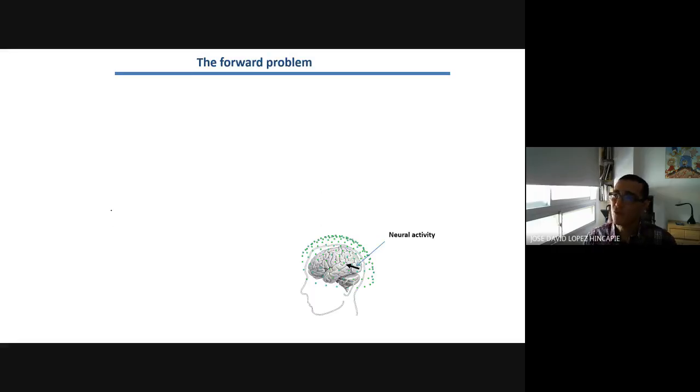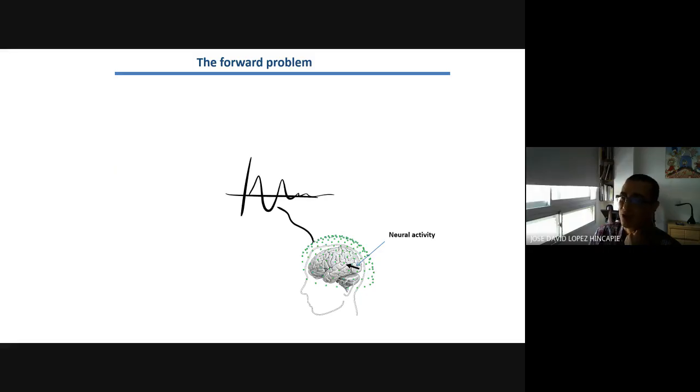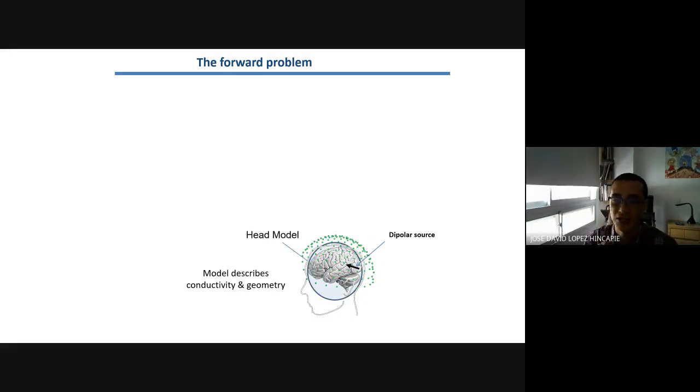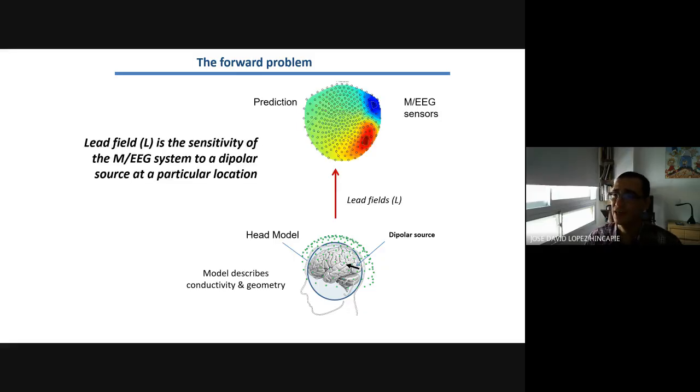So the forward problem is characterized by having some neural activity inside of the brain and trying to observe that activity with sensors at scalp level. So the first thing that we need to do for that is to understand which is the propagation model. For that propagation model, we need a head model that encompasses the conductivity and geometry of the head. So if you have that, you can create some lead fields. Then I will explain that in detail. But these lead fields will give us a prediction of what's going to happen at sensor level, either magnetic or electric, because it's an electromagnetic field, right?